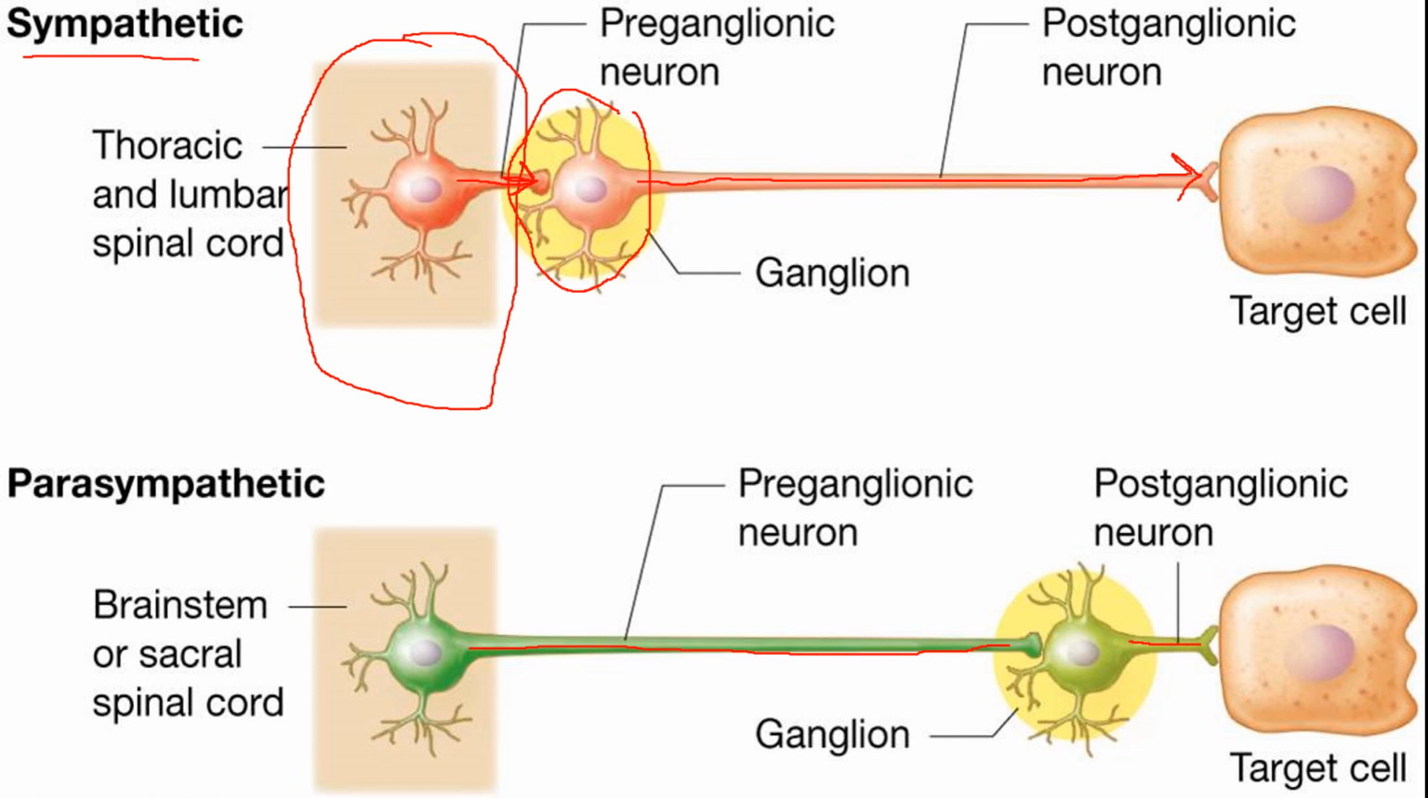But keep in mind, the location where the soma of the postganglionic neuron sits is still the ganglion. It is still the autonomic ganglion. No matter where it is, wherever this second cell body is going to be your autonomic ganglion. And then, of course, that postganglionic neuron synapses onto the target cell.